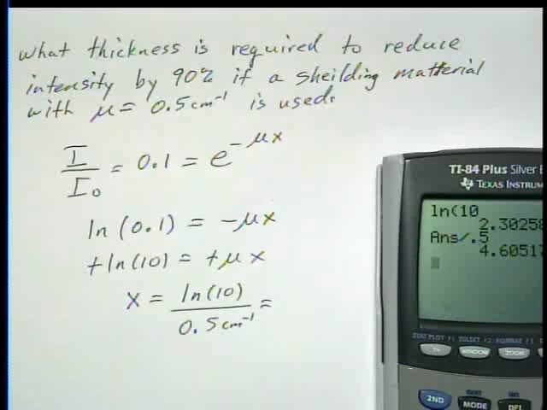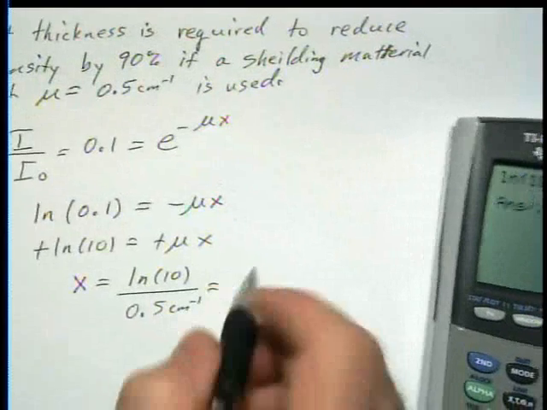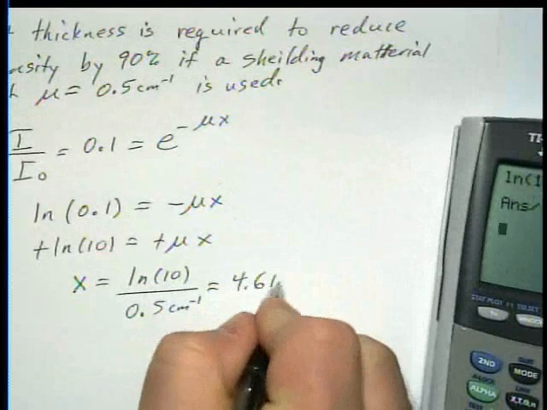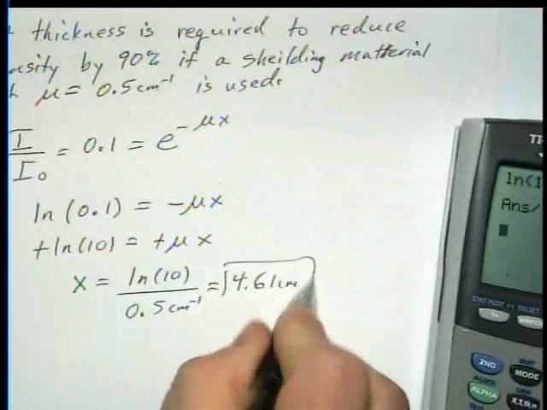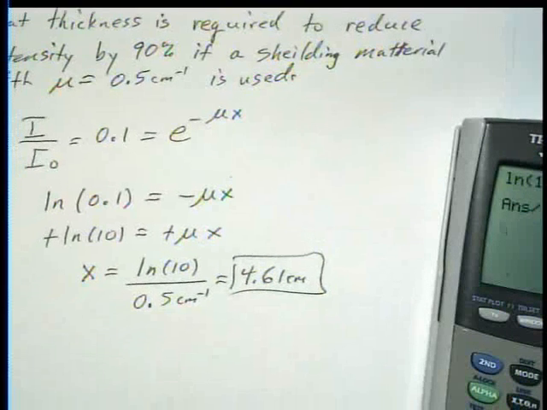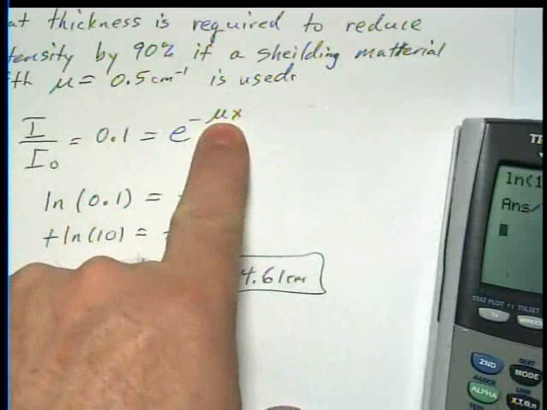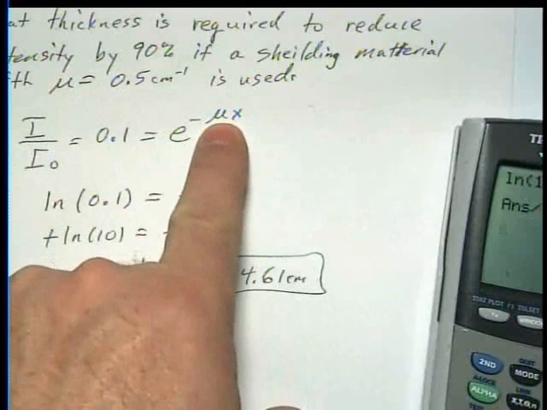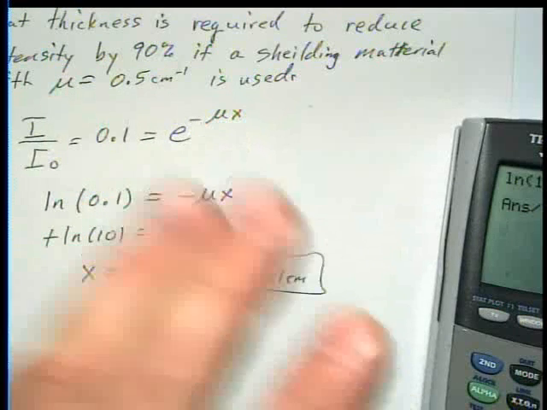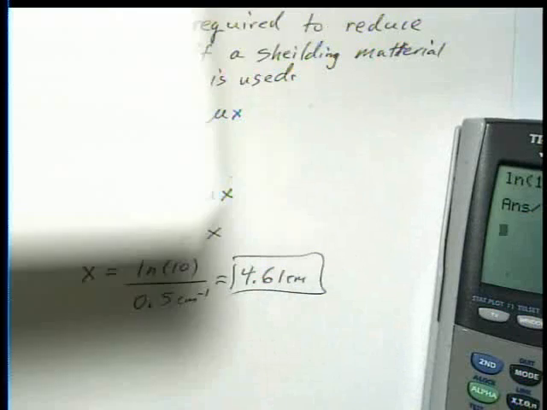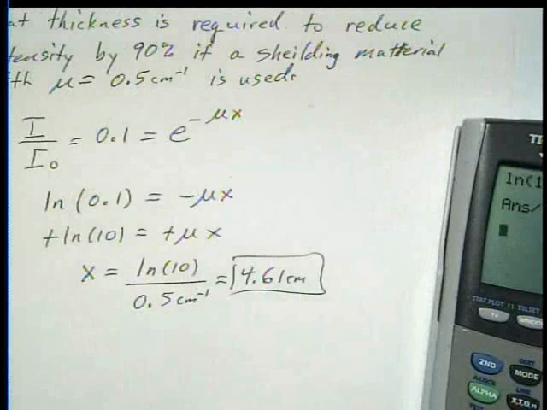You need 4.61 centimeters of material. That's how thick the shield needs to be. Those type of calculations are pretty simple. There's more to this section that I do not plan to go into. Mu is often given in terms of mass density, so it's in kilograms per meter. I'll leave that for class if you decide to go into that particular specialty.